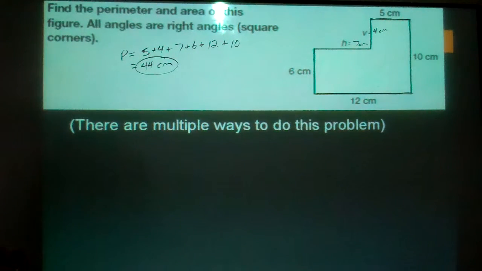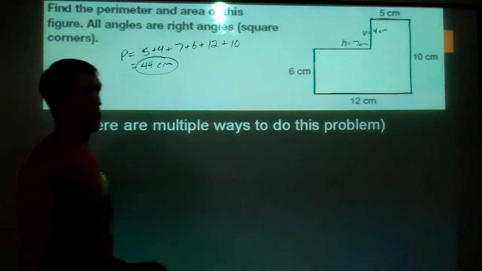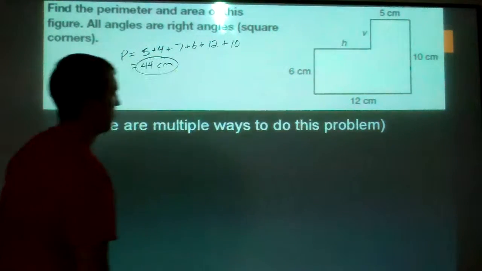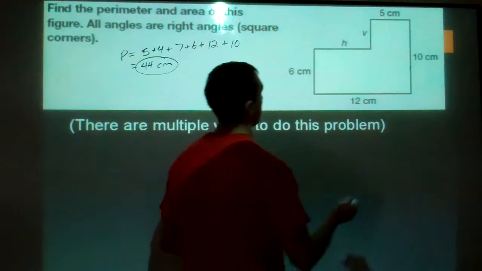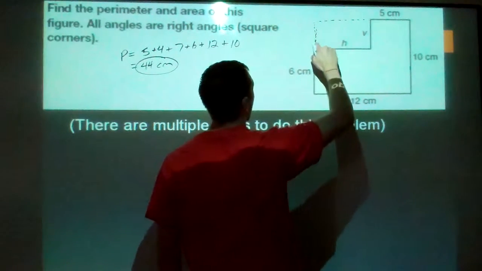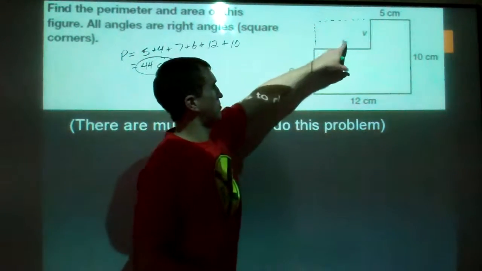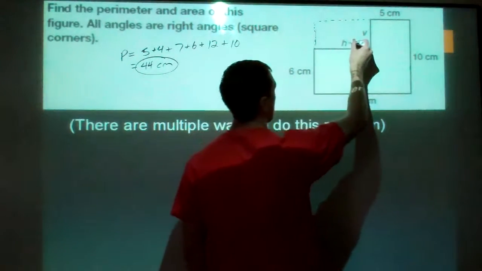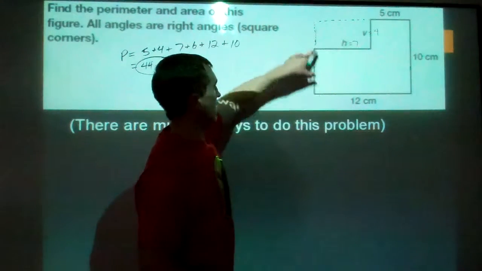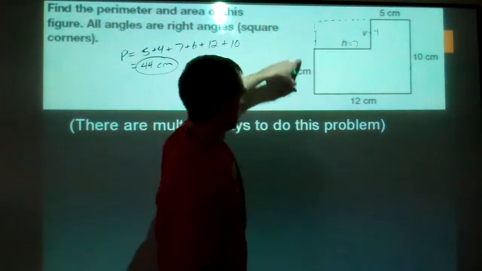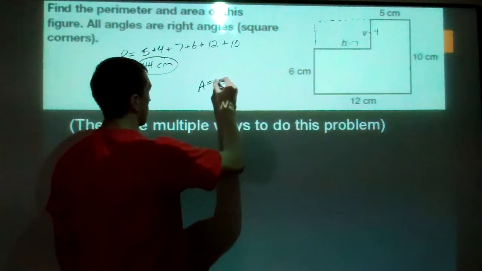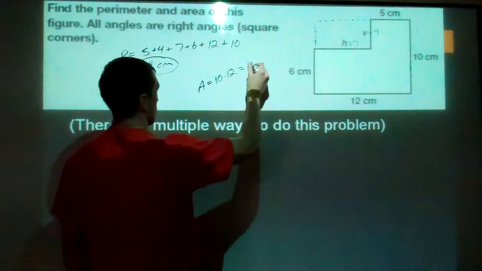Now, we have a couple different options to find area. I'm going to show you what I think is the fastest way. Let's go ahead and find the area. Imagine that this piece was not missing. And we said this was 7 and 4. Let's find the area of this full rectangle right here. So that would be a 12 by 10. Area of that whole thing would be 10 times 12, which would give us 120.